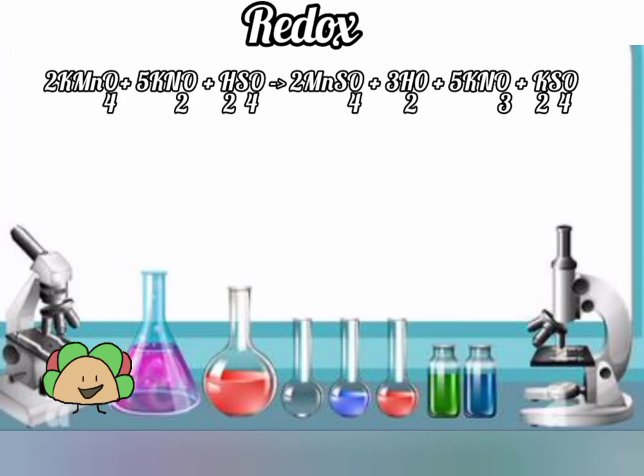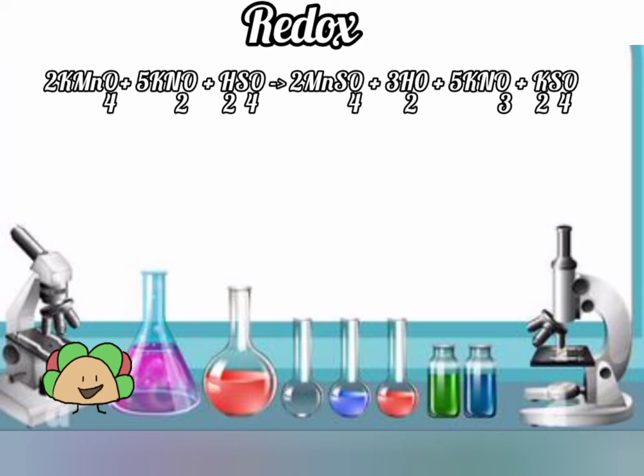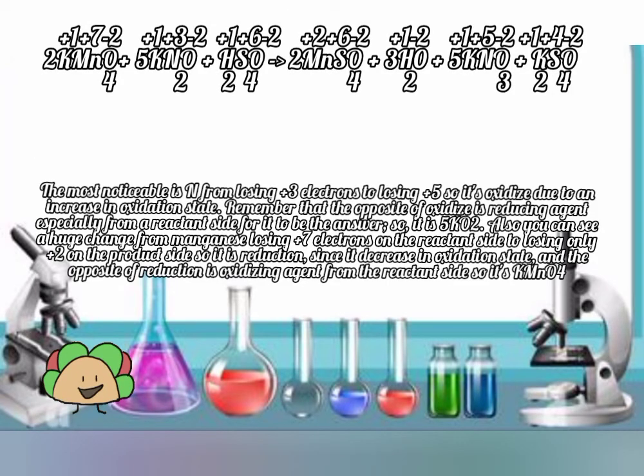The same can be said for the product side. So manganese plus 2, sulfur plus 6, oxygen 4 minus 2, hydrogen 2 plus 1, oxygen minus 2, potassium plus 1, nitrogen plus 5, oxygen 3 minus 2, potassium 2 plus 1, sulfur plus 6, oxygen 4 minus 2. The most noticeable is nitrogen, going from an oxidation number of plus 3 to plus 5. So it is oxidized due to an increase in the oxidation state. Remember that the opposite of oxidized is a reducing agent, especially from the reactant side, for it to be the answer.